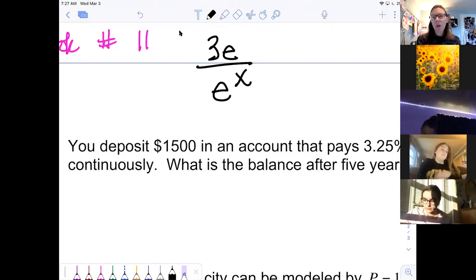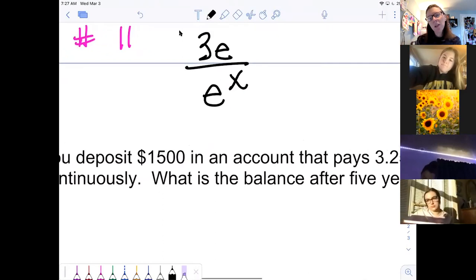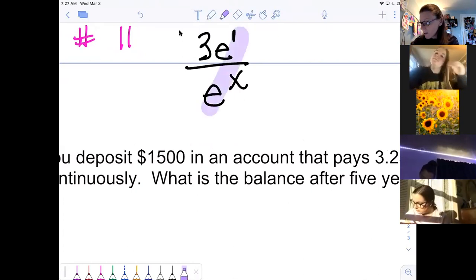So, Jaden, when you are dividing, what do you usually do with the exponents when you're dividing? You would subtract them. Yeah, what's the exponent of the e in the numerator? 1. A 1, yeah. It's a 1. So we are going to subtract them because that's how you condense or pull together exponents.